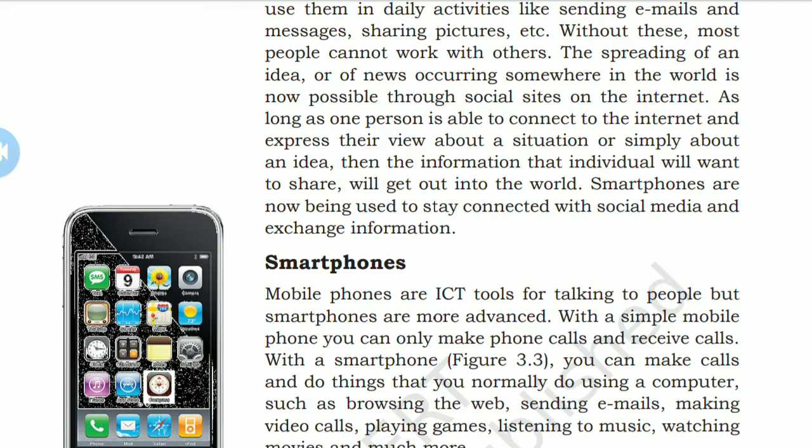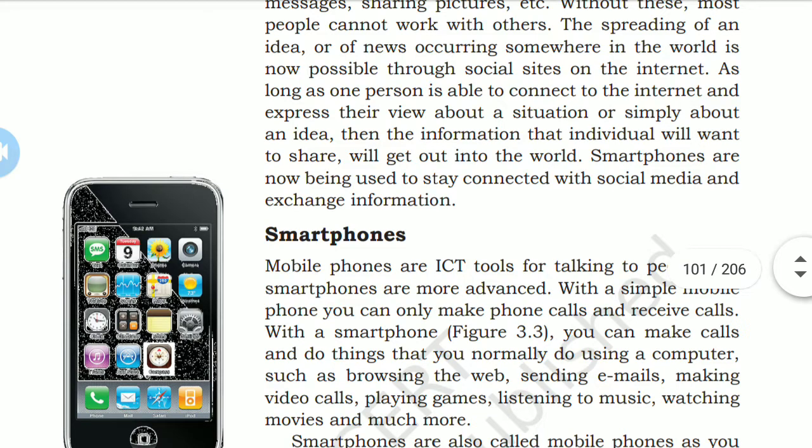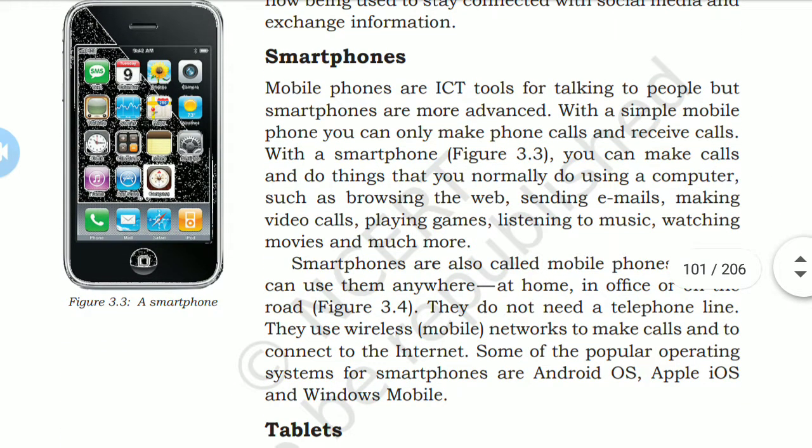Now, the basic use of smartphones and tablets are given over here. How these are beneficial and important is given over here. Now let us see about the smartphones. All of you know the smartphones are very useful nowadays, as they allow you to make phone calls.